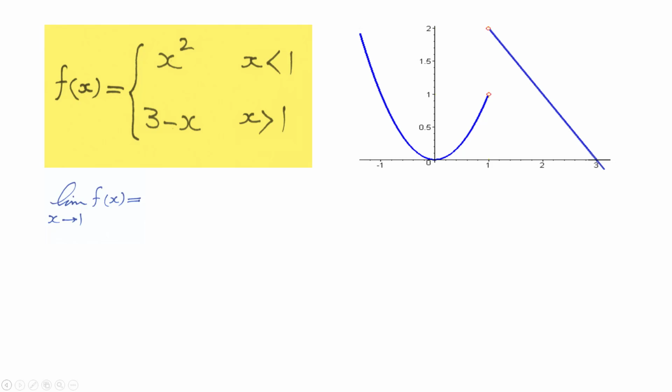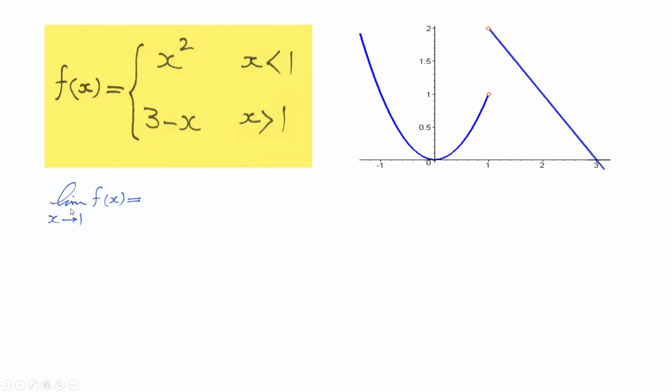If you remember from our previous video, we emphasized that when x approaches any point, x can be on either side of that point, left side or right side. And if you notice the graph or the rule of this function, you can see that when x is less than 1, the rule of the function is x squared. When x is greater than 1, the rule of this function is 3 minus x. So we have different rules around point 1.